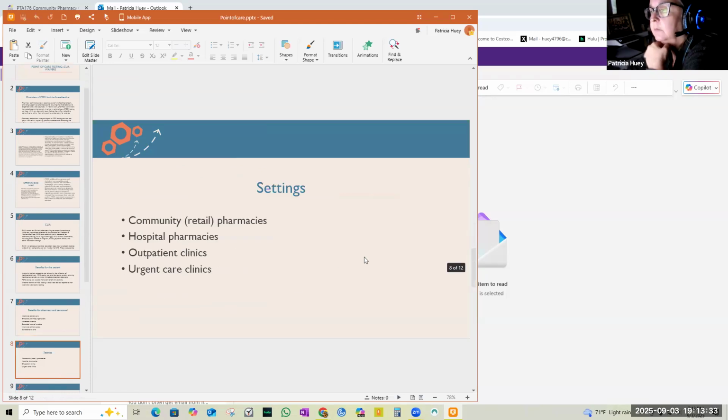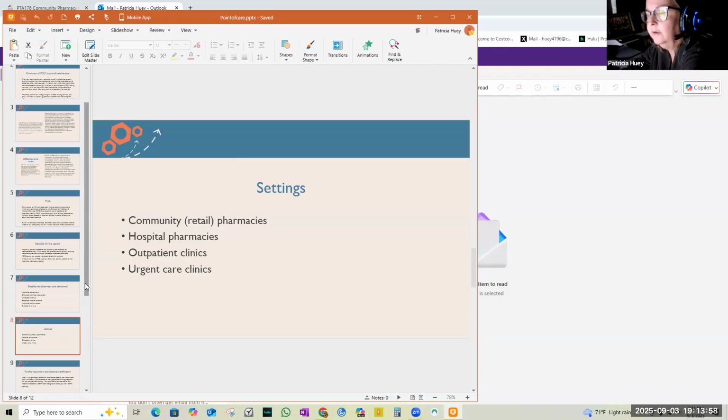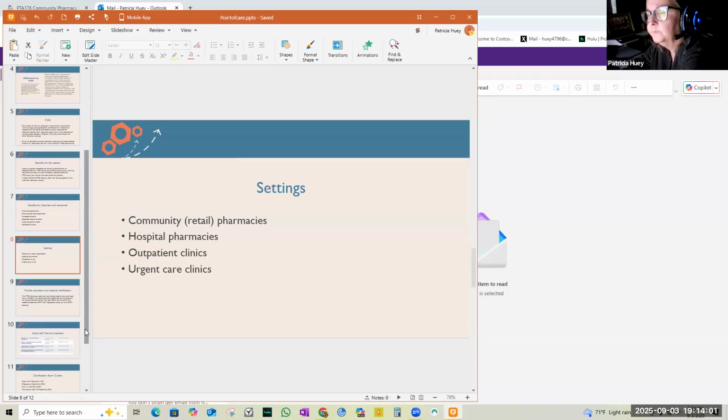Just making sure on settings, we find these are done within the community retail pharmacy, hospital pharmacies, outpatient clinics, and urgent care clinics. Urgent care clinics are the ones I see that more often than not because people are going in there because they're not feeling the best. And we are trying to avoid the emergency room.